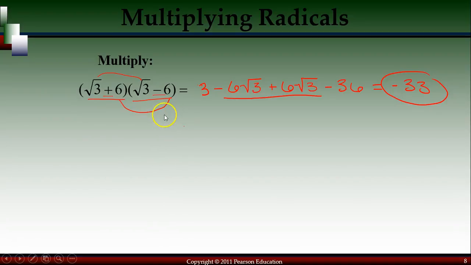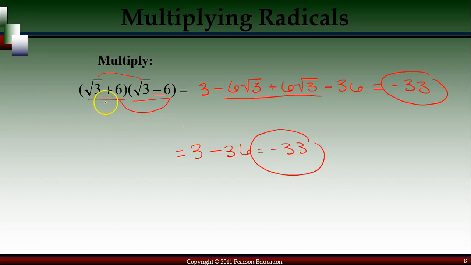So when we do that, we get square root of 3 times the square root of 3, that's 3. And then square root of 6 times the negative square root of 6 is 36, which gives us negative 33. And ta-da, there we are done. So remember that. It's just a little shortcut on multiplying conjugates together.